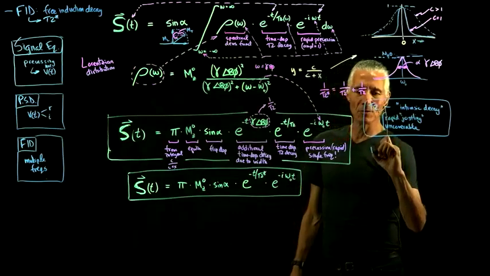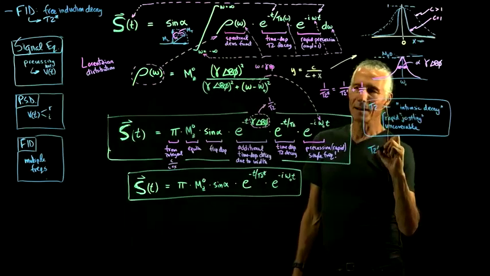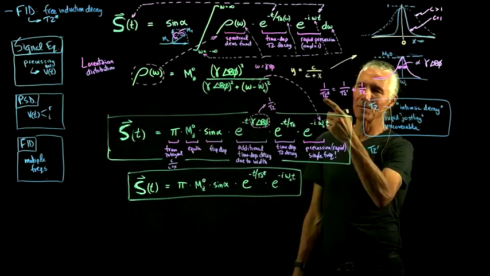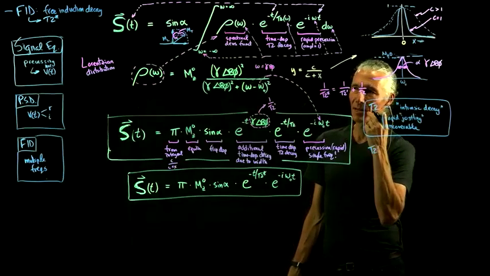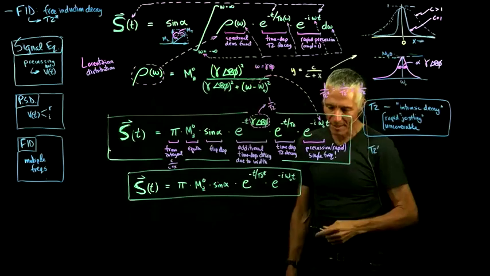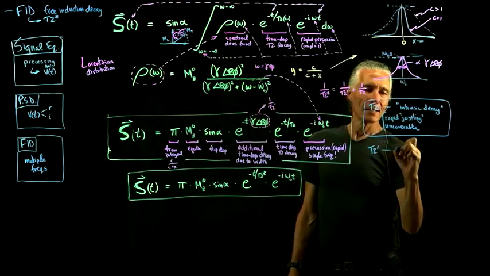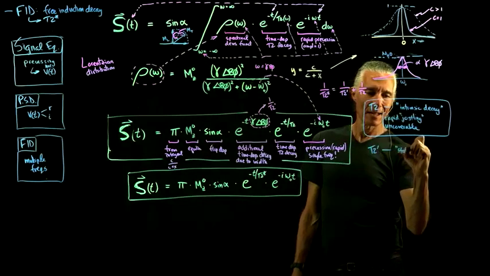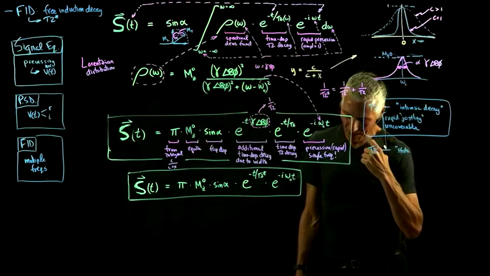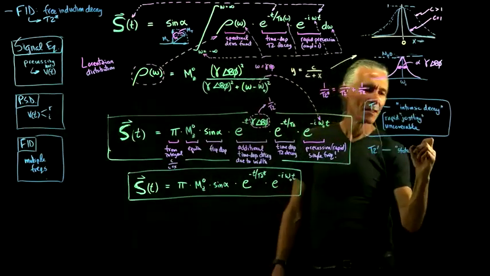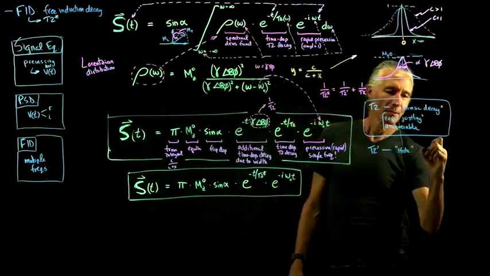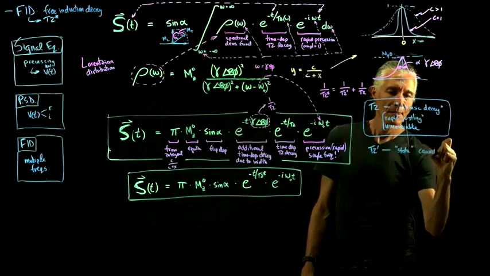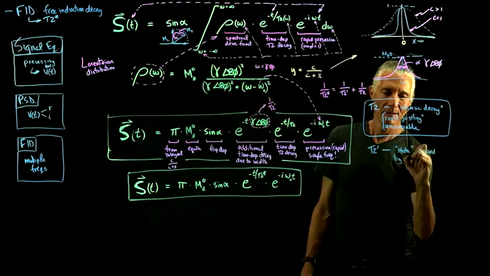But what about this T2 prime, not T2 star? T2 star equals the T2 prime plus the T2, which is the only thing that we can directly record. So this one is static. This is a static decay just caused by very slowly changing local magnetic field.